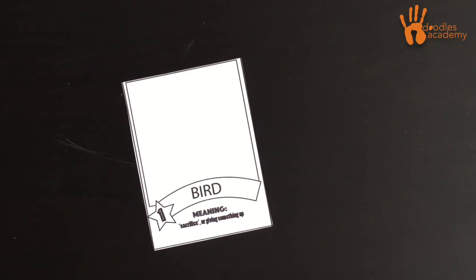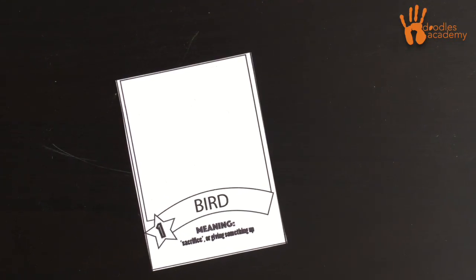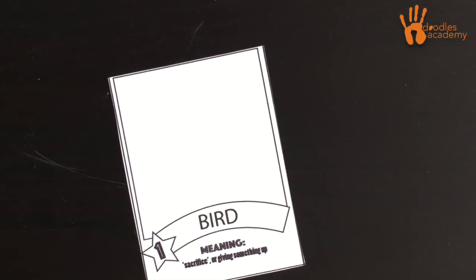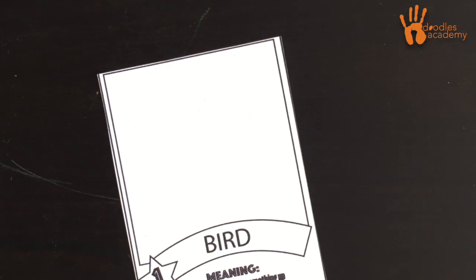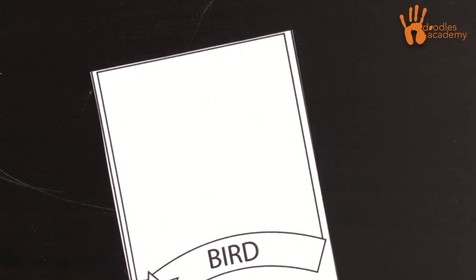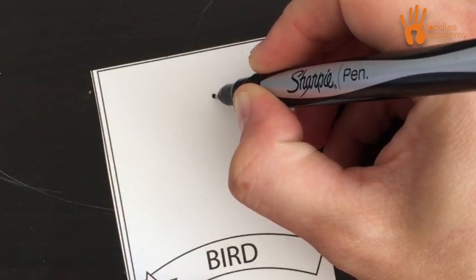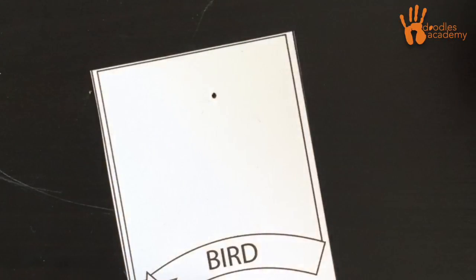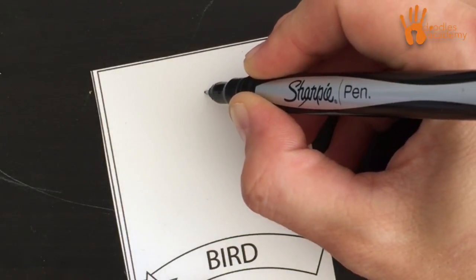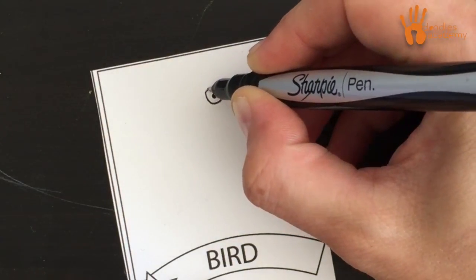Start with card number 1 and draw along with me. Pause the video if you need extra time. We're going to be drawing a bird. First, make the eye. In the upper half of the drawing space, make a dot for the pupil. Then, you're going to draw a circle around the dot.